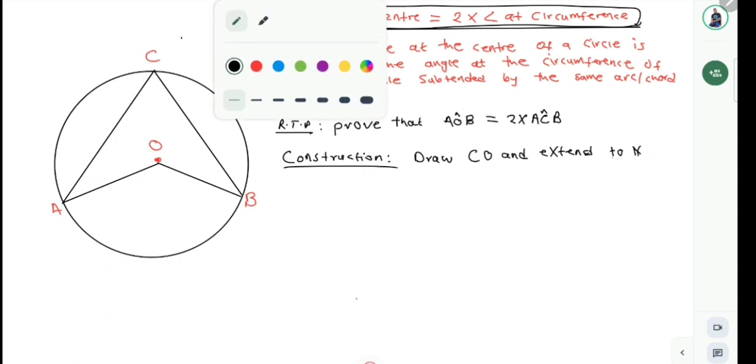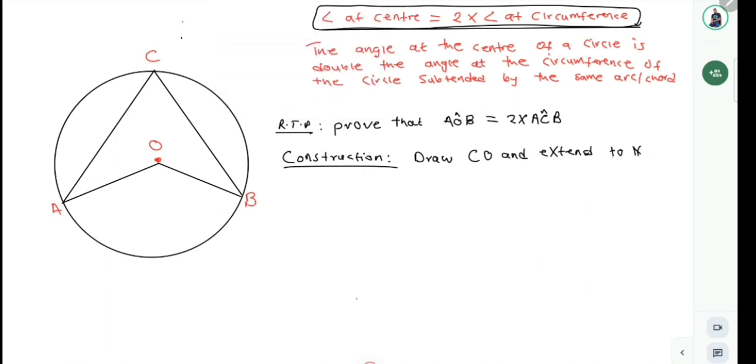Okay, let me do it practically on my diagram so you are able to see. I'm drawing a line from C to O, and I must extend it from O to point N. So keep in mind that it is not all about this letter N. You can put any letter here. I am done with the construction.